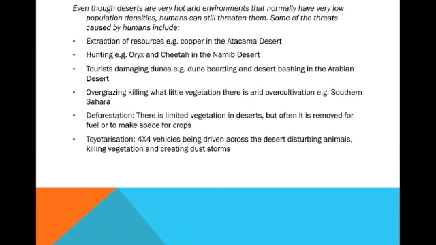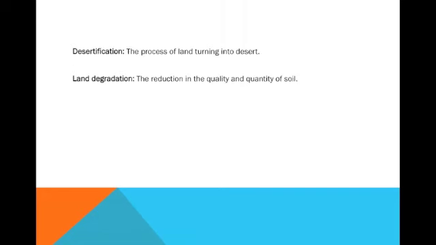Toyotarization. This is when 4x4 vehicles, so just large vehicles, are being driven across the desert. Well, it disturbs animals, killing vegetation, and creates dust storms.